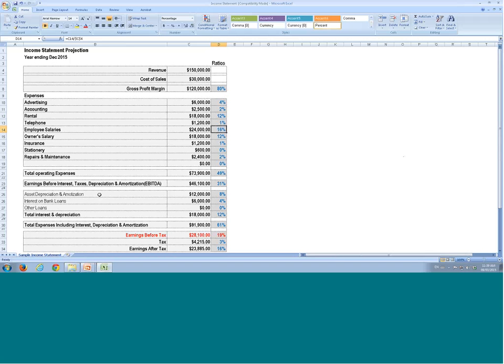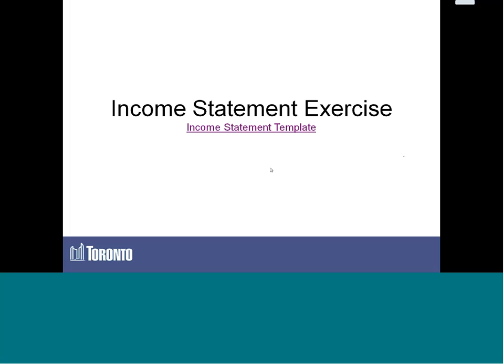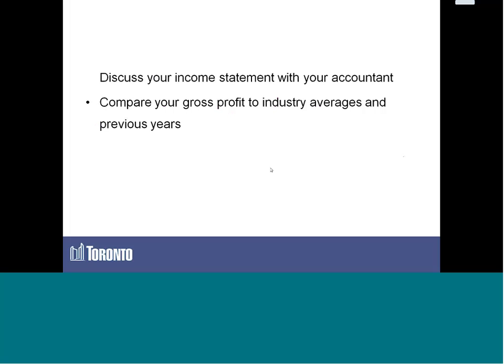For those of you that are in the startup stage, you need to produce a projected income statement for your business plan. So understand the importance of doing estimates of what your revenue and expenses are going to be over the next 12 months. This is a really useful document. I encourage you to discuss it with your accountant. It's going to make you a better business owner. So get out there and discuss this with your accountant and improve the way you run your business.